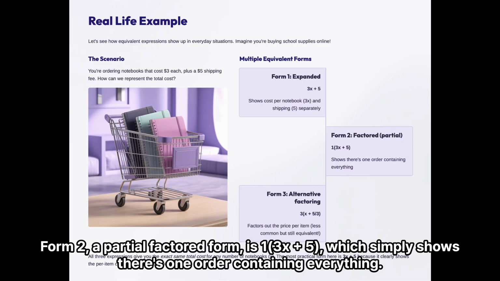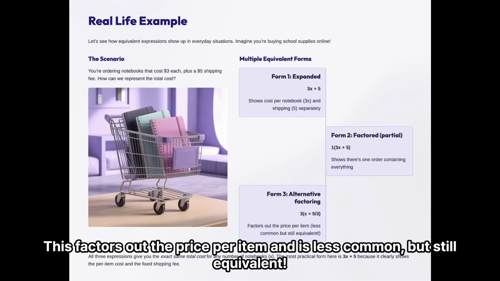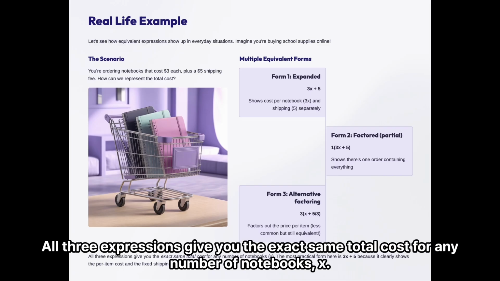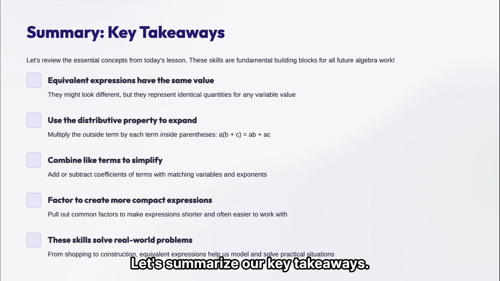Form 2, a partial factored form, is 1 times 3x plus 5, which simply shows there's one order containing everything. And Form 3, an alternative factoring, is 3 times x plus 5 over 3. This factors out the price per item and is less common, but still equivalent. All three expressions give you the exact same total cost for any number of notebooks, x. The most practical form here is typically 3x plus 5, because it clearly shows the per item cost and the fixed shipping fee.